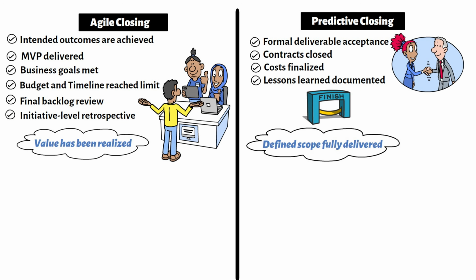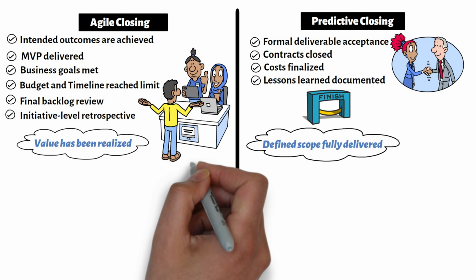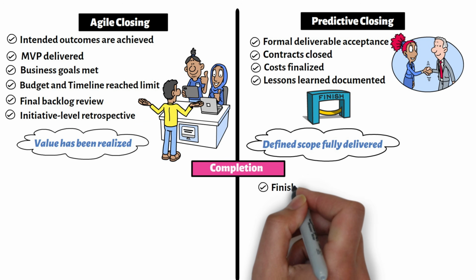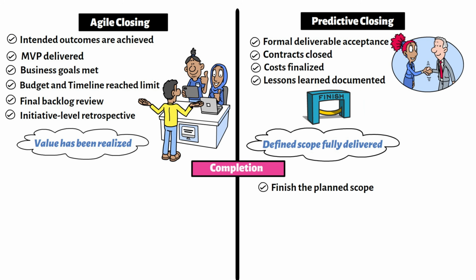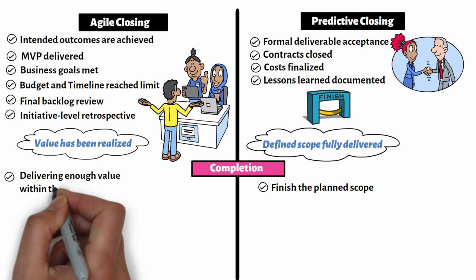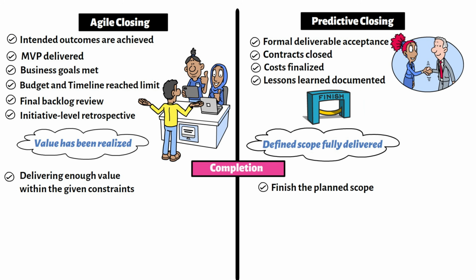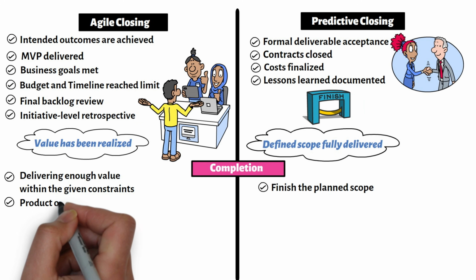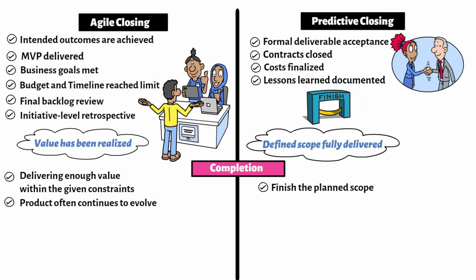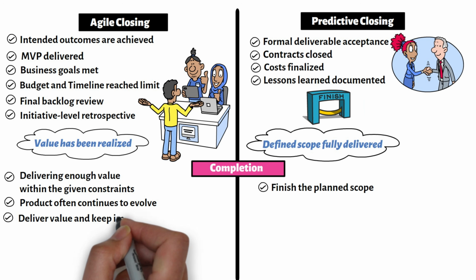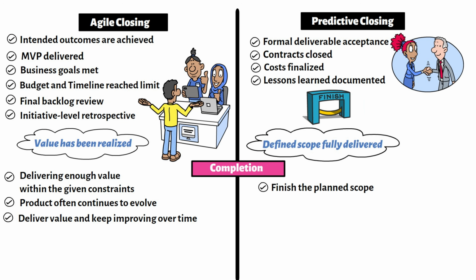So, here's the key difference. In predictive, completion is defined by finishing the planned scope. In Agile, completion is defined by delivering enough value within the given constraints. And that's why in Agile, even after an initiative ends, the product often continues to evolve, because the goal was never just to finish work. It was to deliver value and keep improving over time.